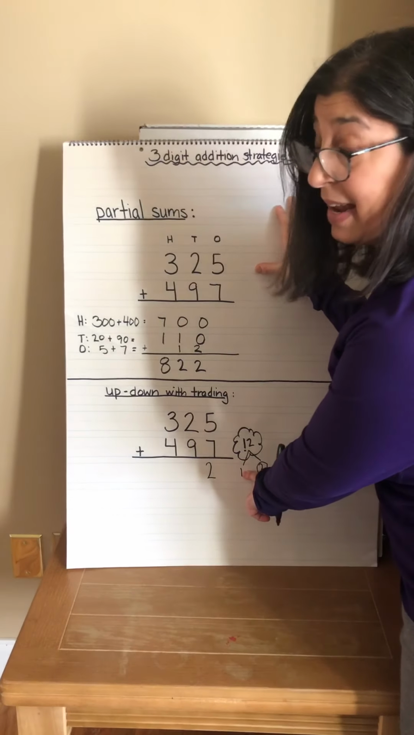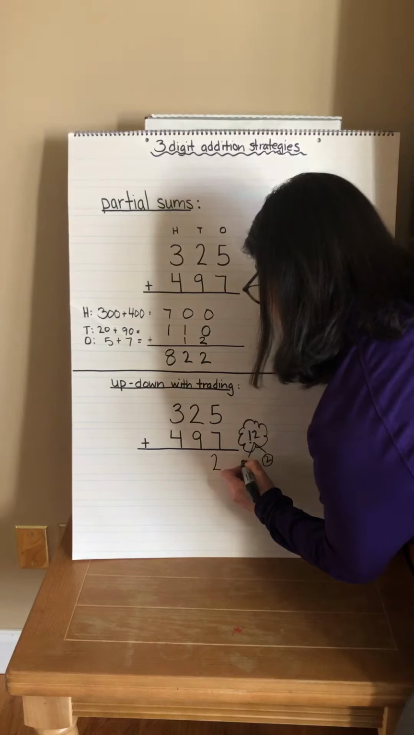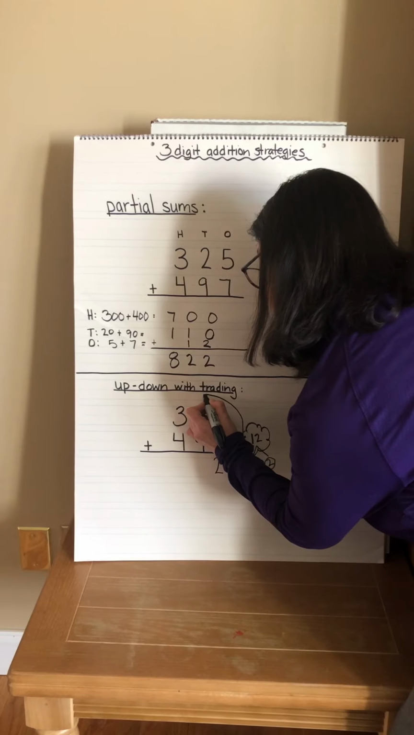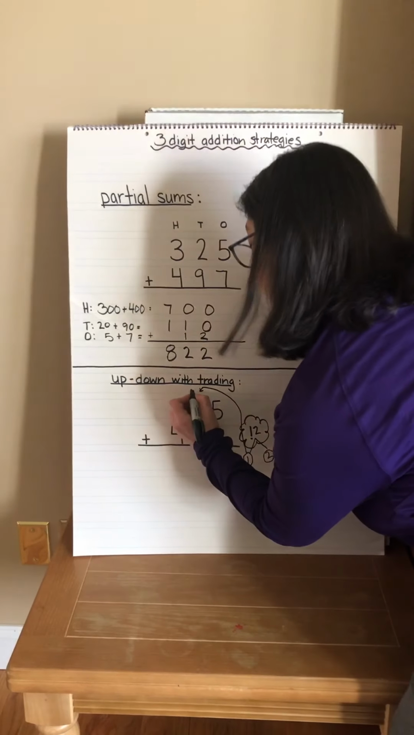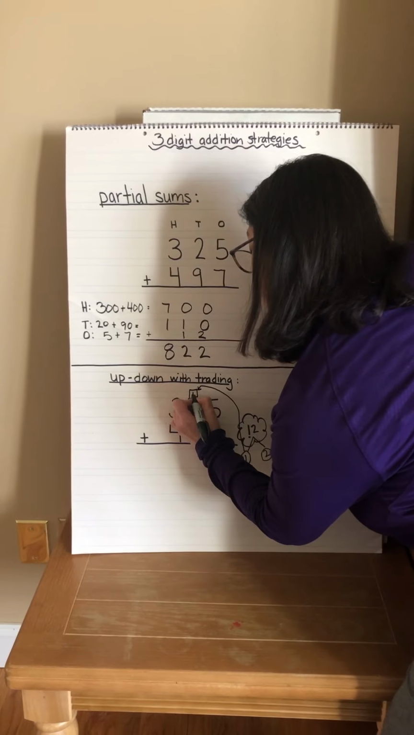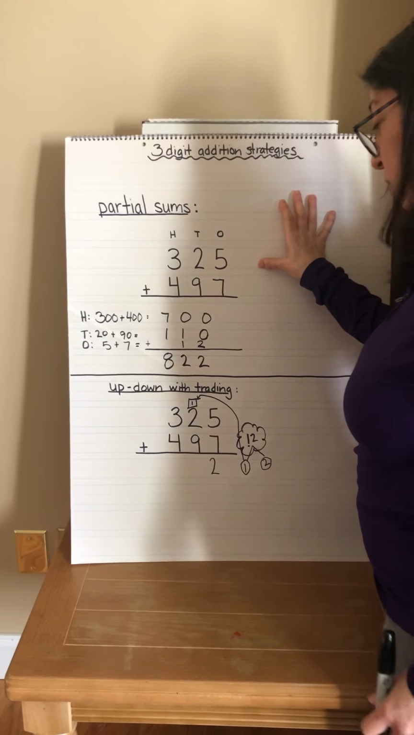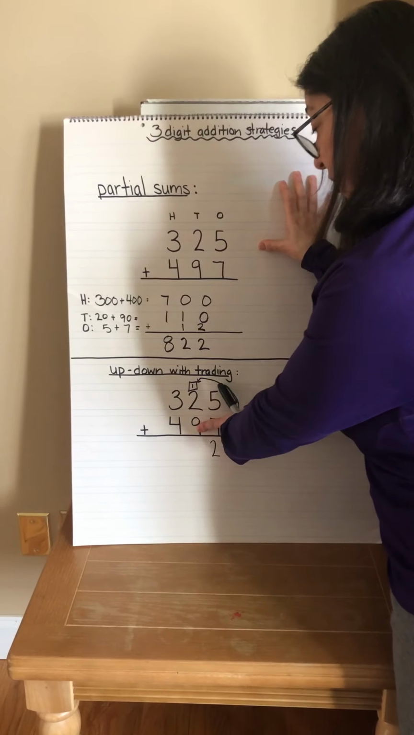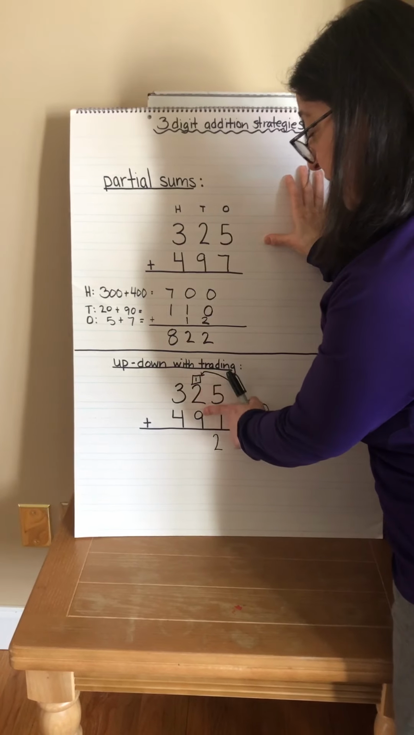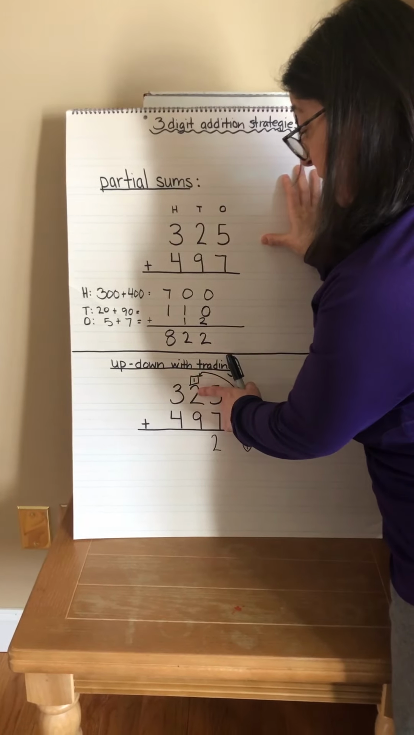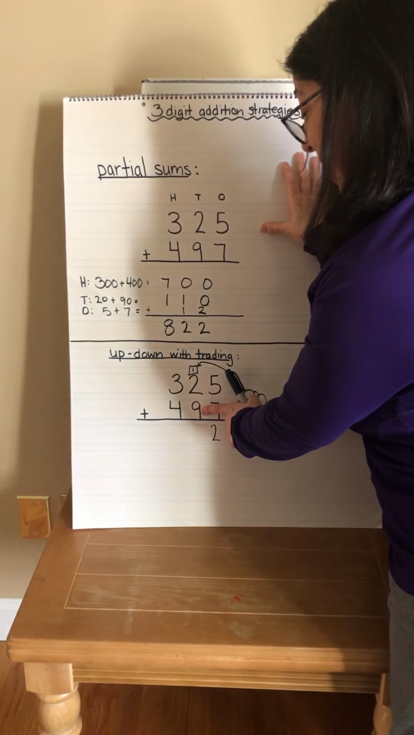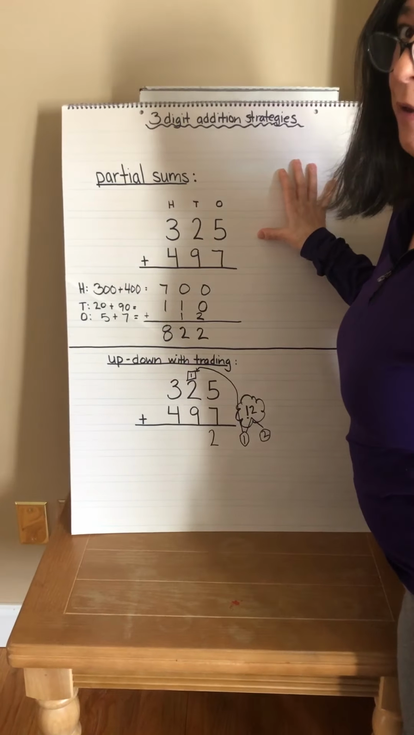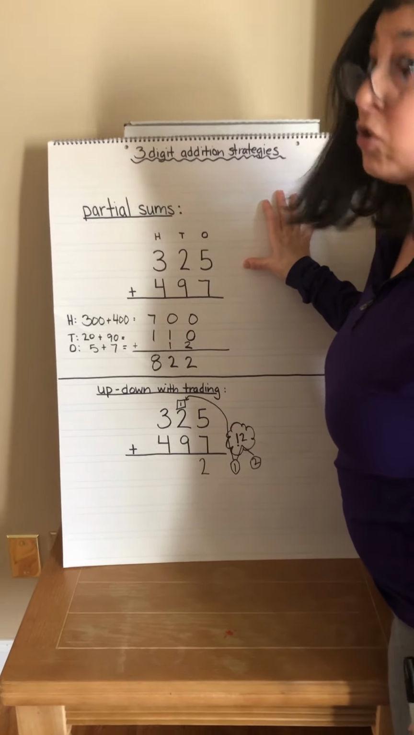But my 1 ten, since I have 10 ones here, I can trade it over to my tens place, right? And I have to remember to put that 1 up on top to show that we're trading it. And now I have all these tens that I want to add together. I have 1 ten plus 2 tens plus 9 tens. Well, 1 plus 2 is 3, plus 9 is how many tens? 12 tens.